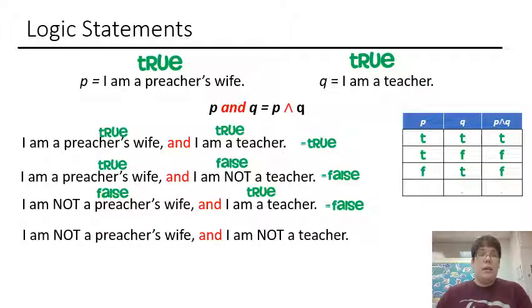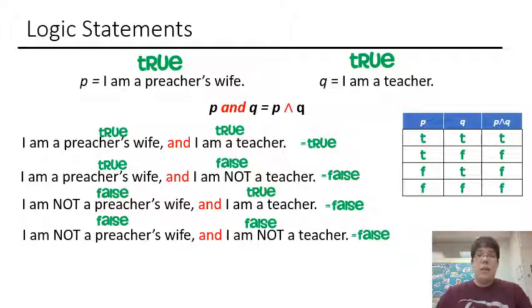Okay, now last one, I am not a preacher's wife and I am not a teacher. So those statements are both false, which leads you to a false joining there with the word and. And so you have false, false, and false.